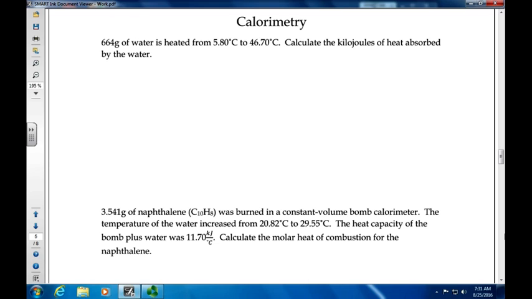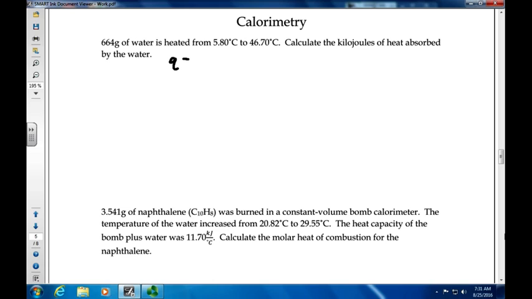The problem states 664 grams of water is heated from 5.8 degrees Celsius to 46.7 degrees Celsius. Calculate the kilojoules of heat absorbed by the water. So we know in this particular case that we're dealing with calorimetry, in which case we need to look at the heat that is being absorbed.